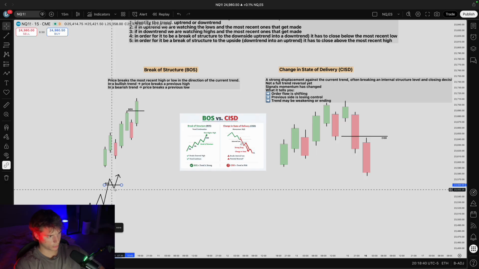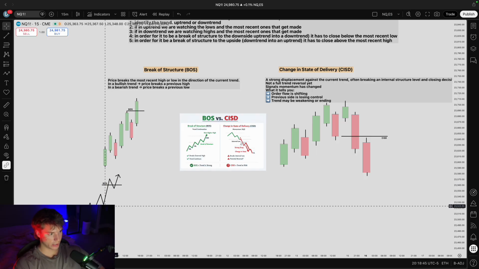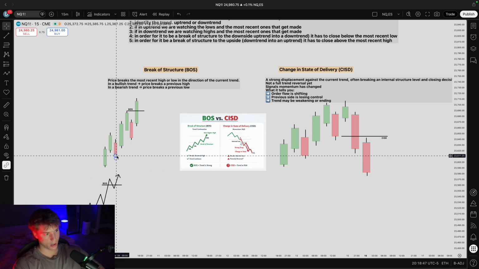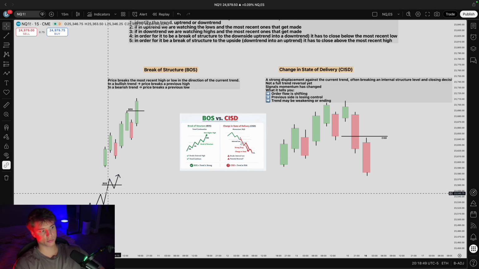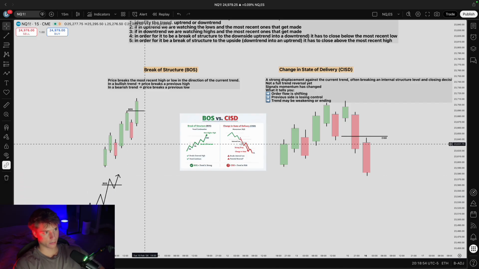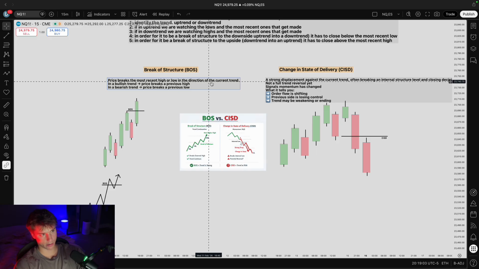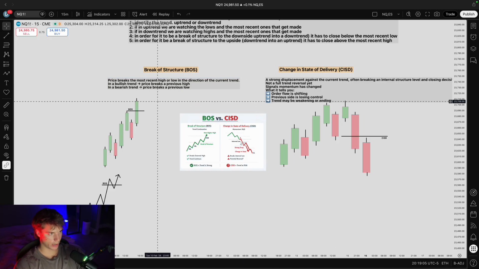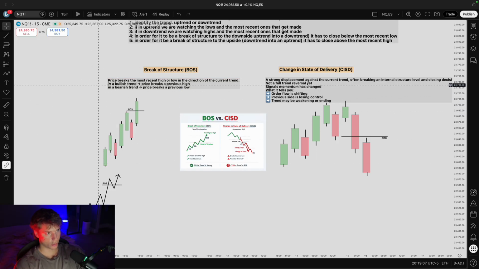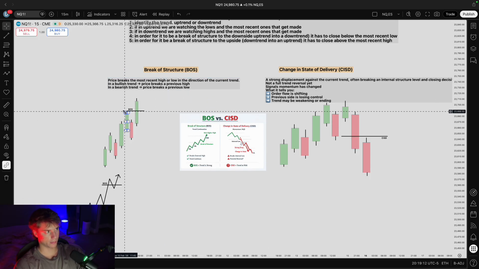BOS, break of structure. Why? Because it's a continuation to the upside, breaking the structure of this previous high, creating a new higher high. So right here, you could see break of structure. So break of structure, price breaks the most recent high or low in the direction of the current trend. In this one, this is a bullish trend. So in a bullish trend, price breaks above a previous high. As we see here, price breaks above previous high.